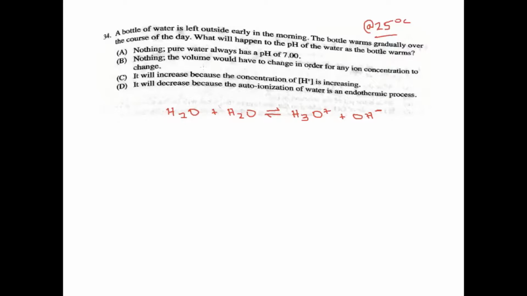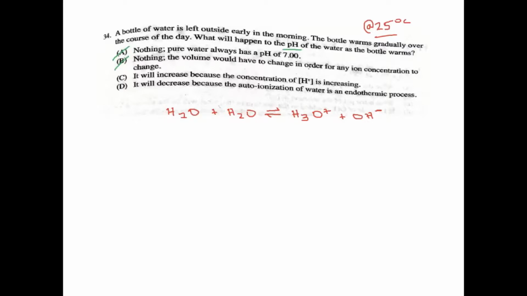If you think about it, if I look at all these different options, okay, I know that pure water is not always a pH of 7. We had gone over that. The volume would have to change in order for an ion concentration to change. No, I could change temperature, which is what I'm doing. Okay? It will increase because the concentration of H+ is increasing.